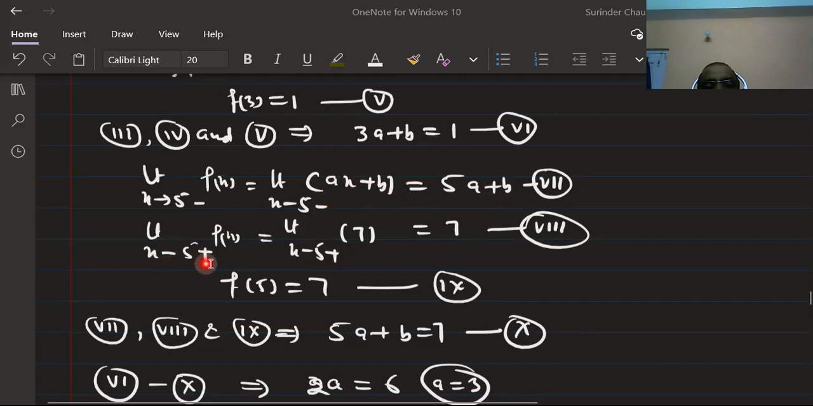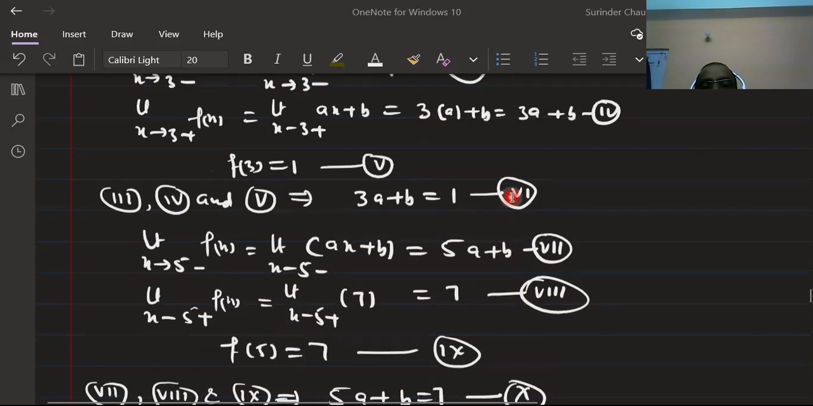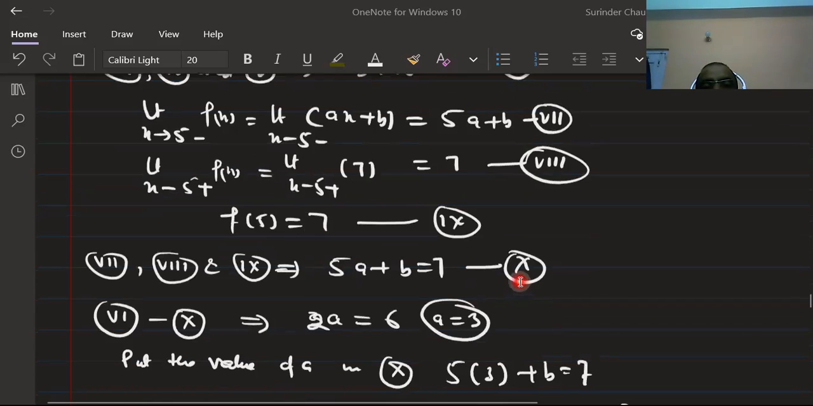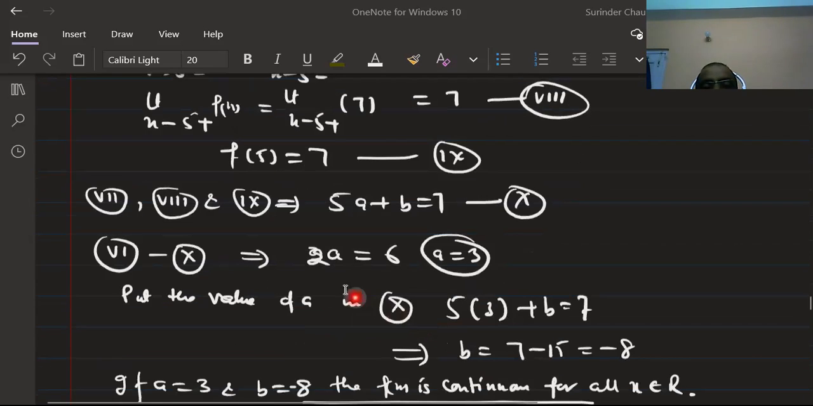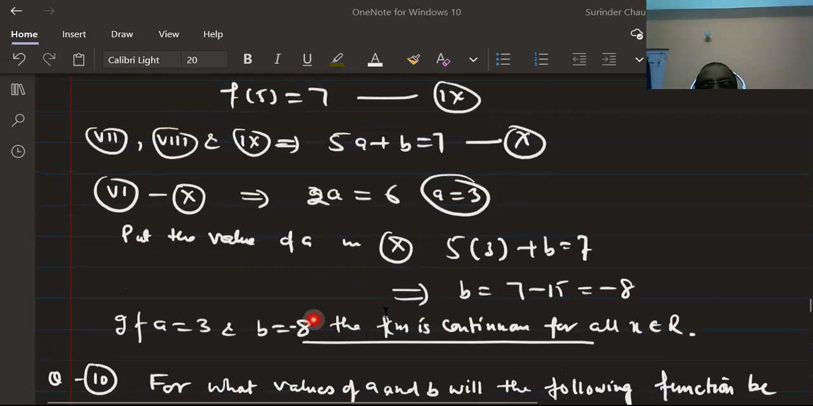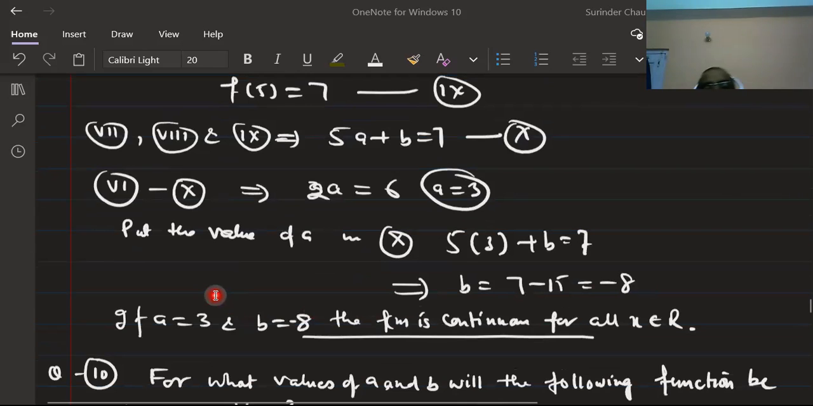Now the limit as x approaches 5 from the positive side is 7. So the left limit equals the right limit, and f(5) is 7, because the function is continuous at 5. So from the two equations we can find the values of a and b. a comes out to be 3 and b comes out to be -8. For a equal to 3 and b equal to -8, the function becomes continuous in both parts of the domain.